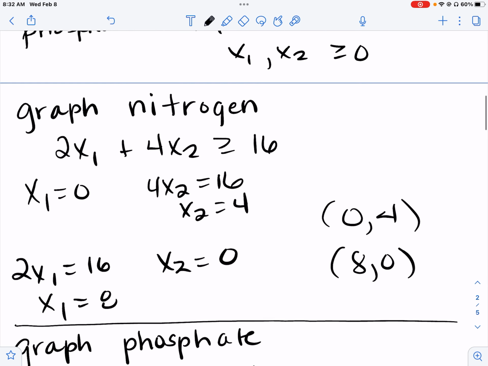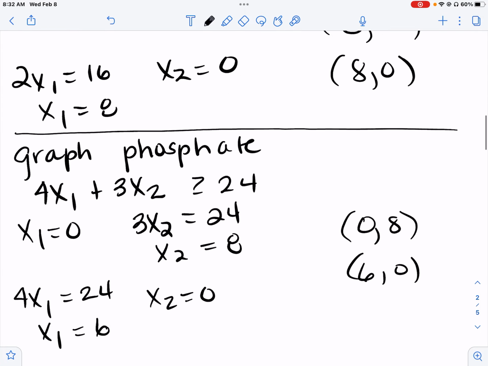Okay, so to graph the nitrogen constraint, X1 equals 0 gives us 4X2 equals 16. Divide, X2 equals 4. When you let X2 equal 0, you get 2X1 equals 16. Divide, X1 equals 8. Okay, so there's our 2 points for nitrogen.